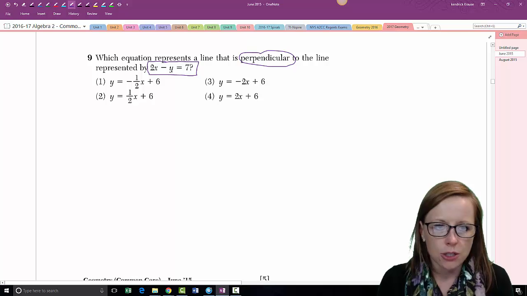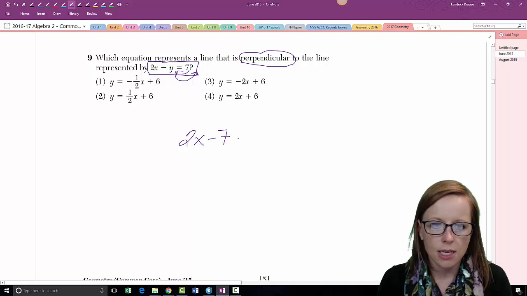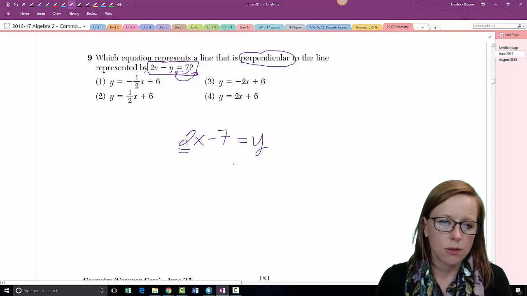I'm actually going to cheat a little bit. I'm going to just add the y over and subtract the 7 over. I'm just going to flip-flop those. So 2x minus 7 is equal to positive y. The slope of this line is 2.